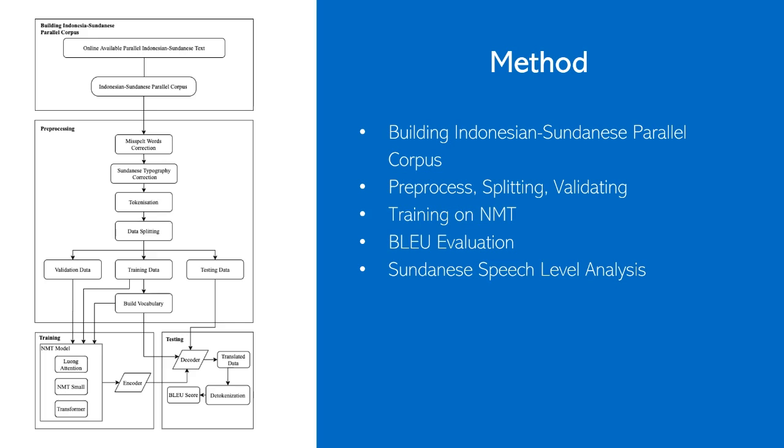Then we ran a test with 2000 pairs of sentences as a sample of this experiment. The last step is to evaluate the translation score using BLEU, which we'll see later, and find the best translated Sundanese sentence to be evaluated regarding social context.